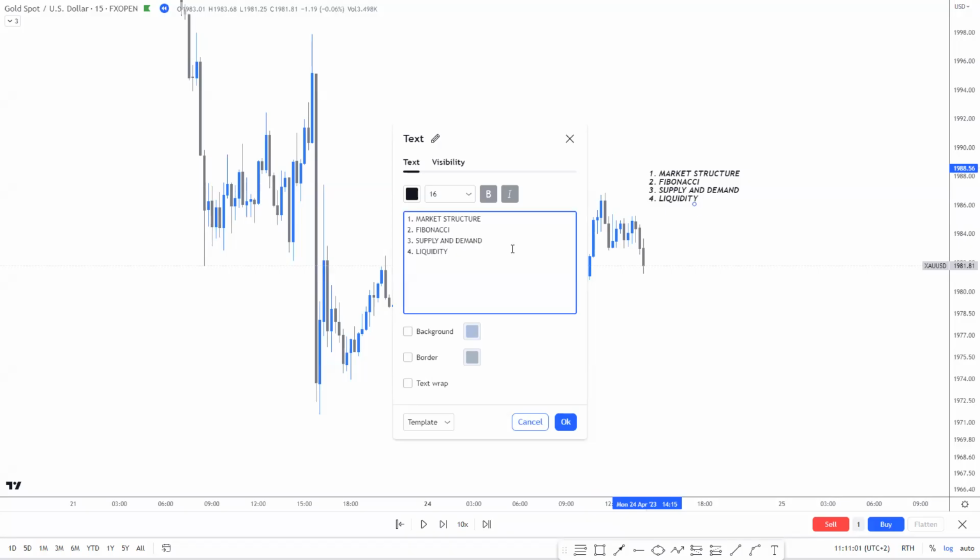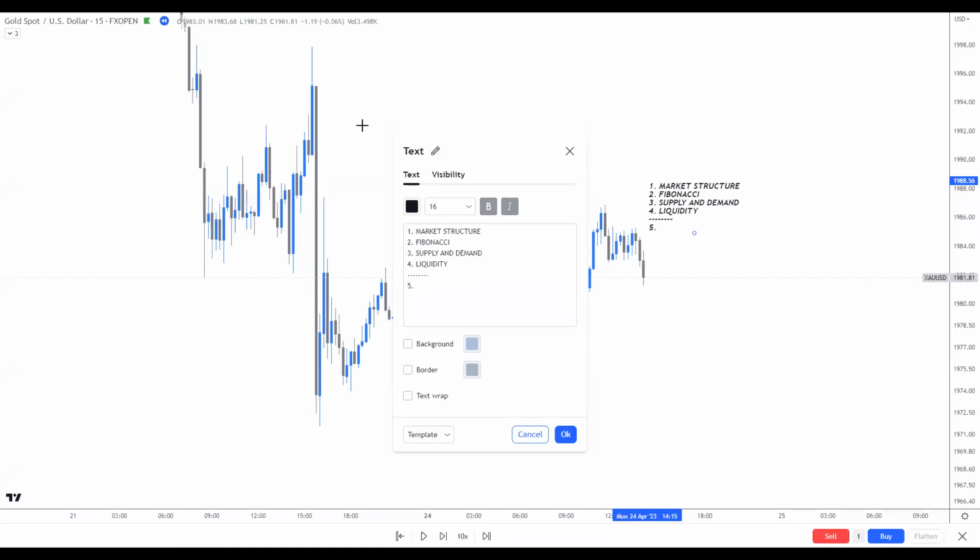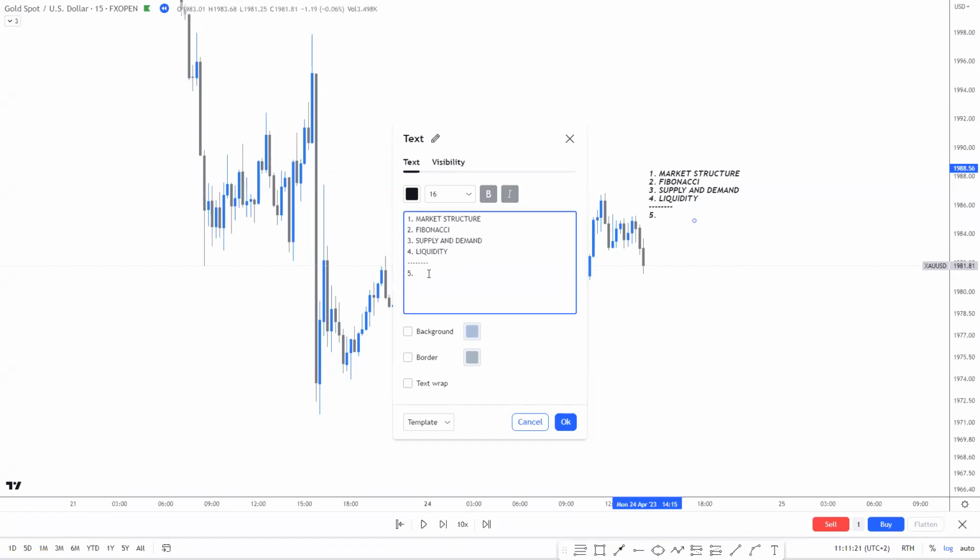Okay, these are the four main confluences. Now, extra confluence number one. For these ones, the order does not matter. Extra confluence number one, come on. Okay, well done. Point of control, slash volume. Sixth confluence.